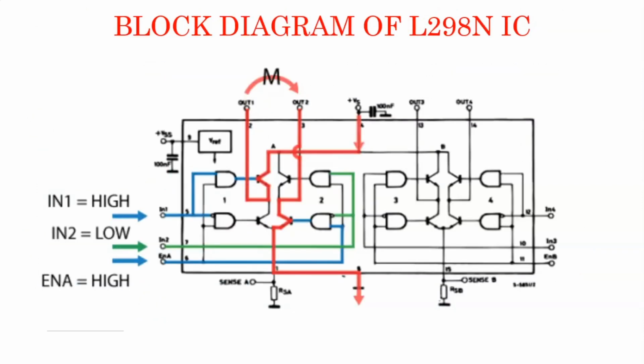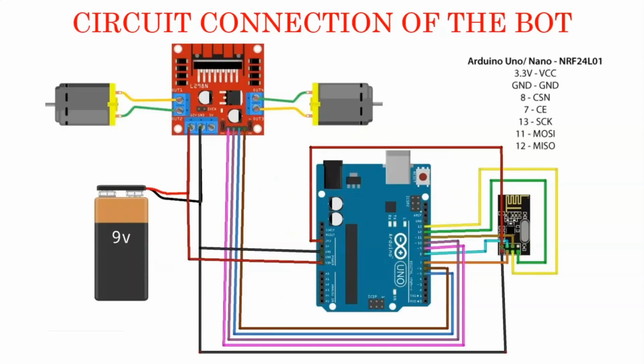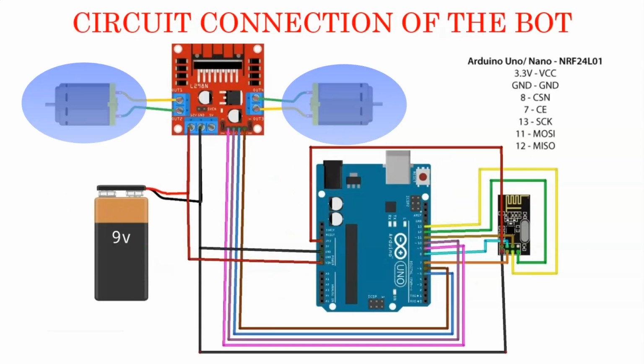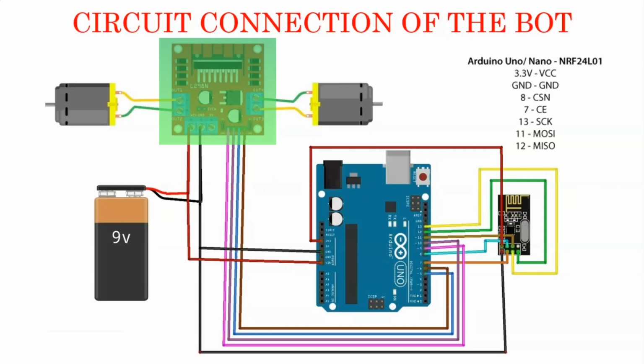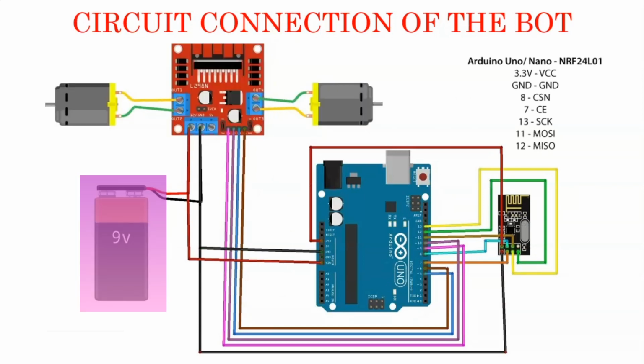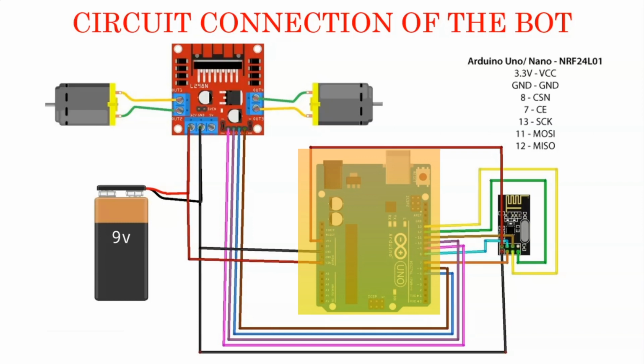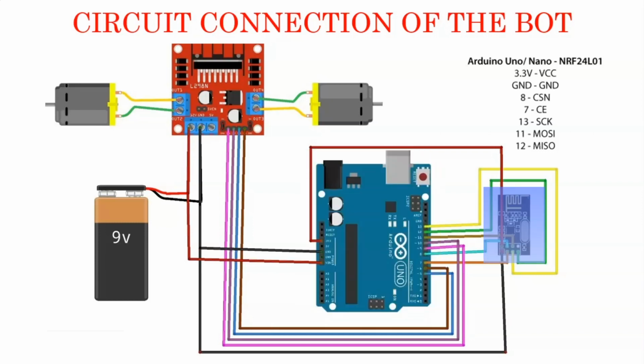This is the internal block diagram of the L298N IC. When IN1 is high and IN2 is low, the power flow direction is shown by the red arrow mark. So for making the bot, you require 2 DC motors, an L298N motor driver, a 9 volt battery, an Arduino Uno and an NRF24L01 module.